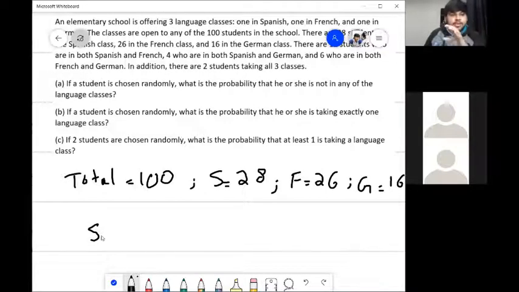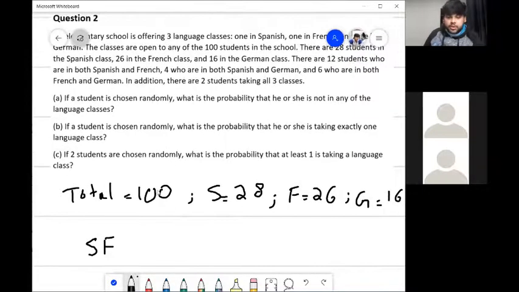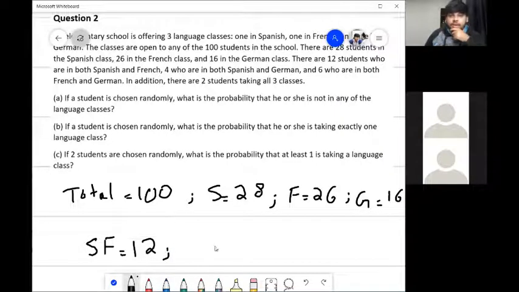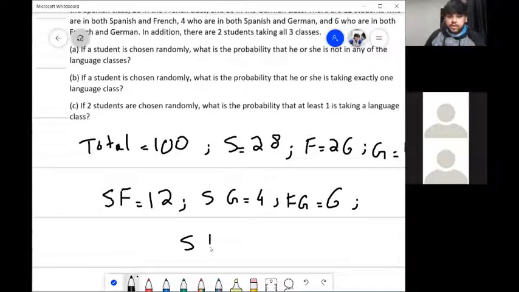So this is S intersection F, students who are in both Spanish and French. I'm going to denote that as SF. So SF is equal to 12. Likewise, SG is 4 and FG is 6. Finally, you have people who are taking all three classes, which is 2. So SFG. The notation essentially doesn't matter. I could have written this as FS. Don't be too bothered.